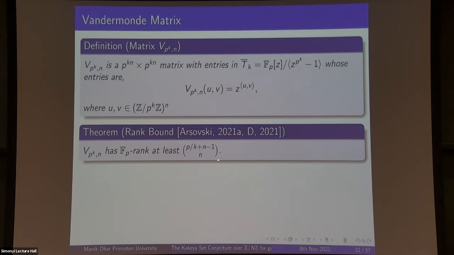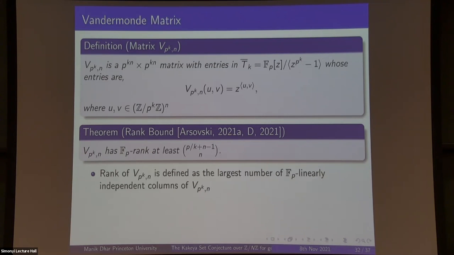So it turns out this matrix has F_p rank at least this. Now, this is not a matrix with field entries, so what do I mean by F_p rank? F_p rank here is just the largest number of linearly independent columns. In the very beginning, I had shown a slightly different looking bound. In Arsovski's original paper, there is an analysis which gives a slightly weaker bound, but that same argument, if you just tighten constants a bit, will give you this bound.